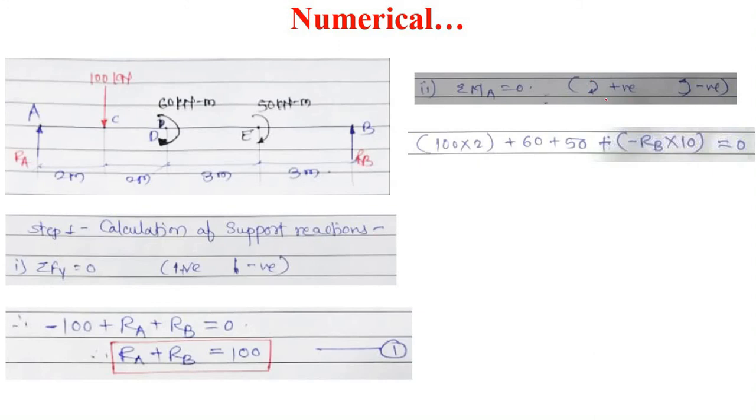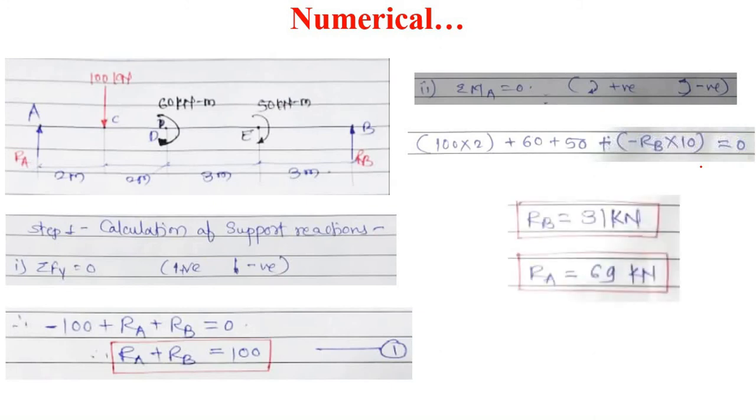Clockwise moment here is considered positive and anti-clockwise moment is considered negative. So this 100 into 2 plus this 60 kilonewton meter, which will be directly added, plus 50, and minus RB into 2 plus 2 is 4, plus 6, 10 meter. Minus RB into 10, because this RB will try to rotate in anti-clockwise direction about point A.